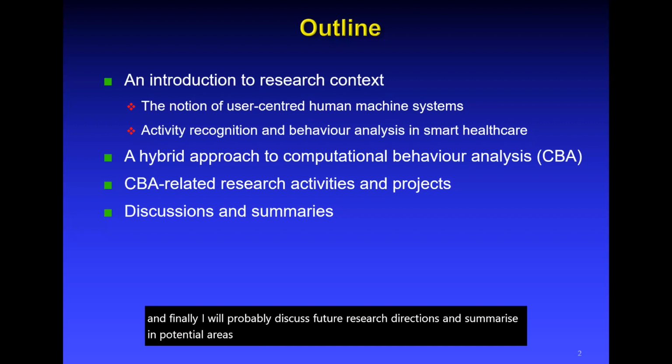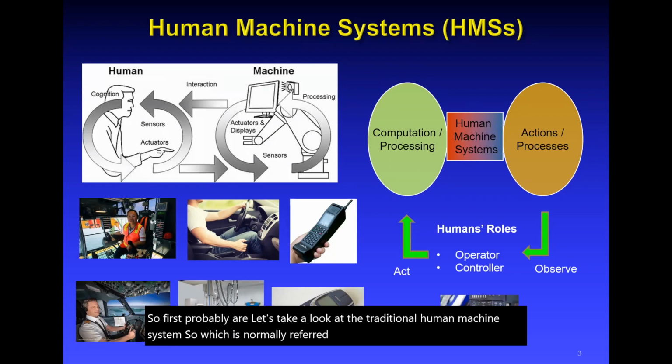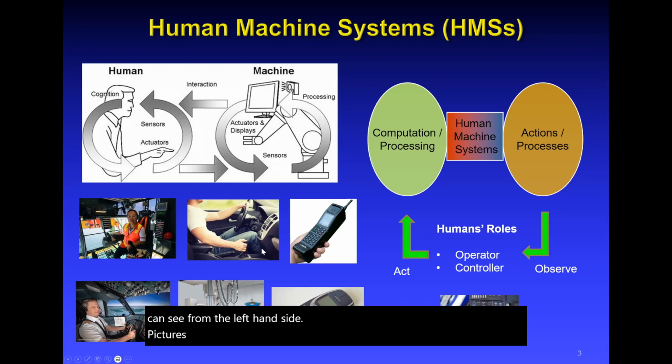So first, let's take a look at the traditional human-machine system, which is normally referred to as closely integrated human and machine systems, which are quite common in our daily life. As you can see from the left-hand side, these pictures include human operators operating a crane, a car, flying a plane, or simply using a mobile phone or medical devices.